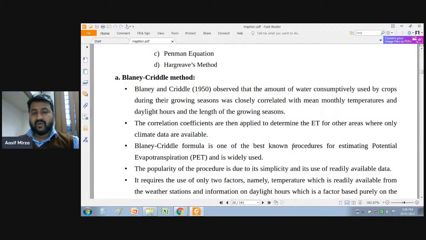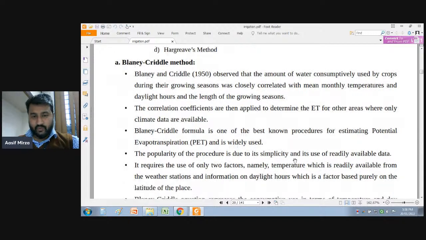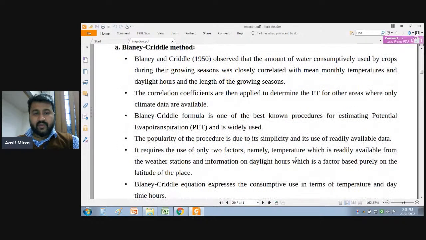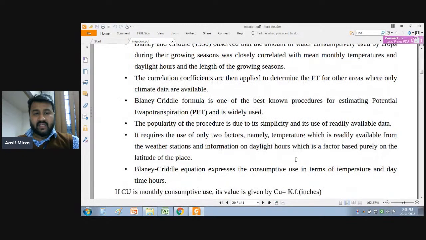The Blaney-Criddle formula is one of the best known procedures for estimating potential evapotranspiration (PET) and is widely used. The popularity of the procedure is due to its simplicity and its use of readily available data. It requires only two factors, namely temperature, which is readily available from the weather station, and information on daylight hours, which is a factor based purely on the latitude of the place.